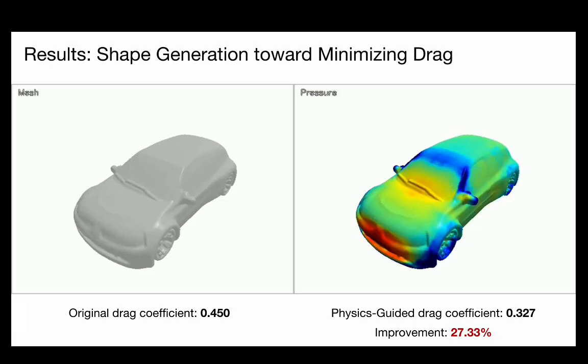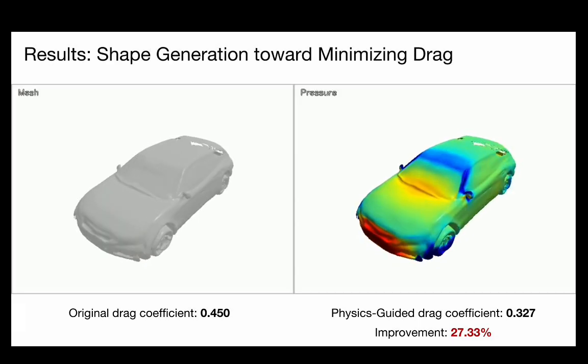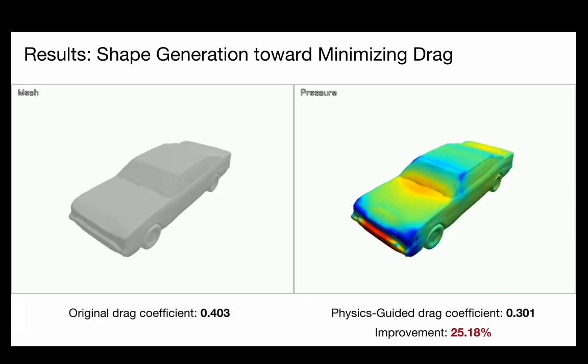Finally, we apply PhysGen to minimize drag. Observe how the car body and the pressure map evolves during the process. We successfully reduced the drag coefficient.